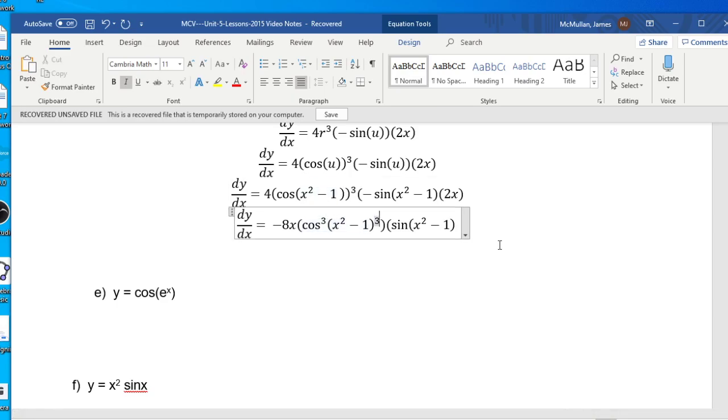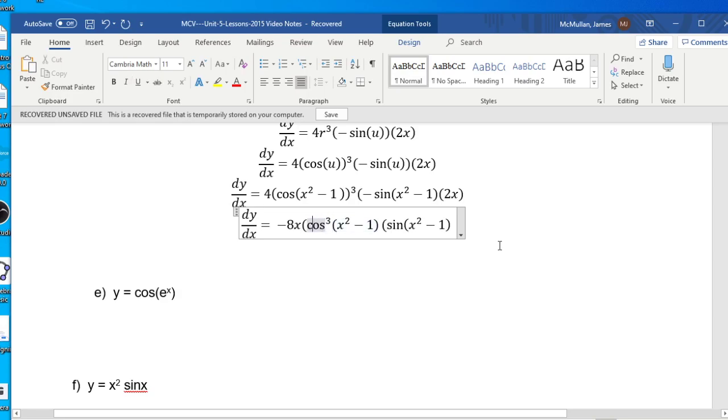I think it's generally a better idea to get in the habit of writing the cubed here, because it's just easier to read. Sorry. This needs a space, and then this needs to be x squared minus 1, and then this needs to go.